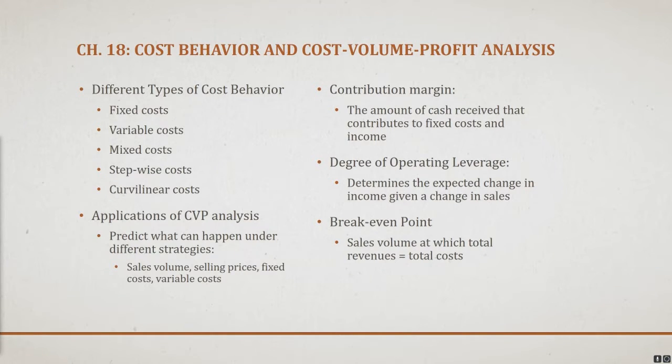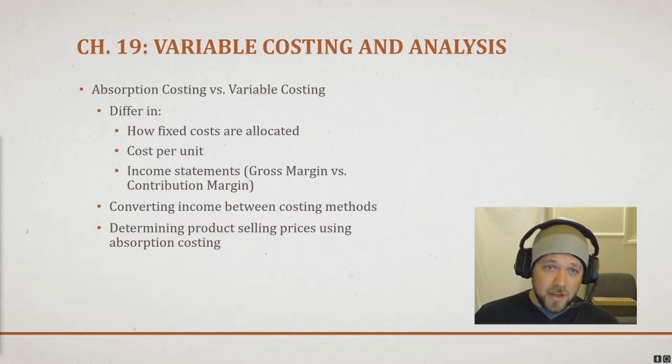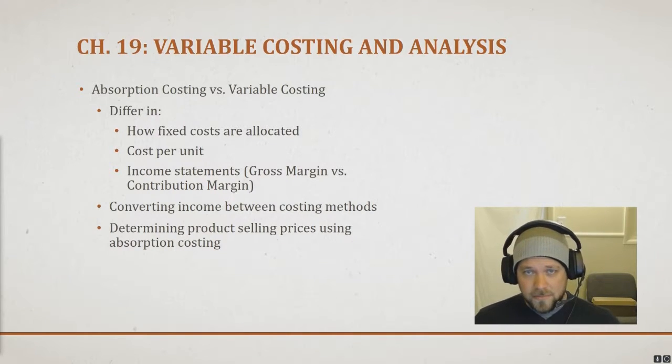Chapter 19 introduces us to the concepts of absorption costing and variable costing, how they differ in how fixed costs are allocated, cost per unit, and their income statements. This chapter talks about converting income between costing methods and determining product selling prices and markups using absorption costing.